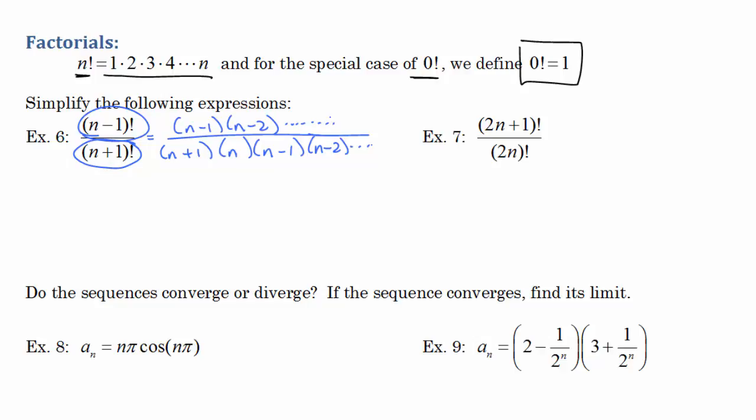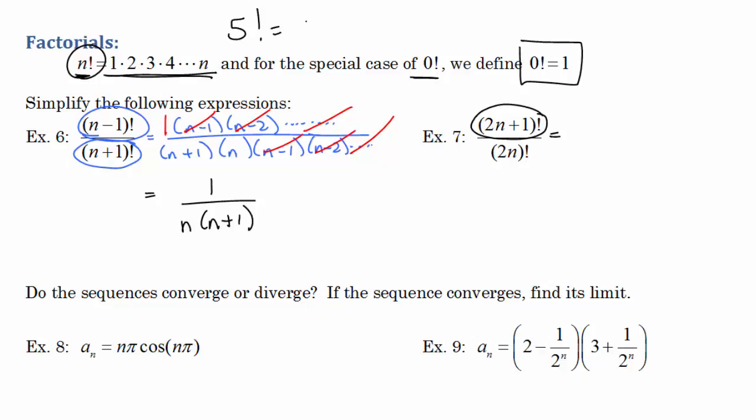So what could we do to reduce them? All the forevers would reduce out, and so this would equal 1 over n times n plus 1. Just simplifying factorials. Again, you want to start out with the largest and go down. So really, think about 5 factorial: it is 5 times 4 times 3 times 2 times 1. It always descends. So we want to start with the largest.